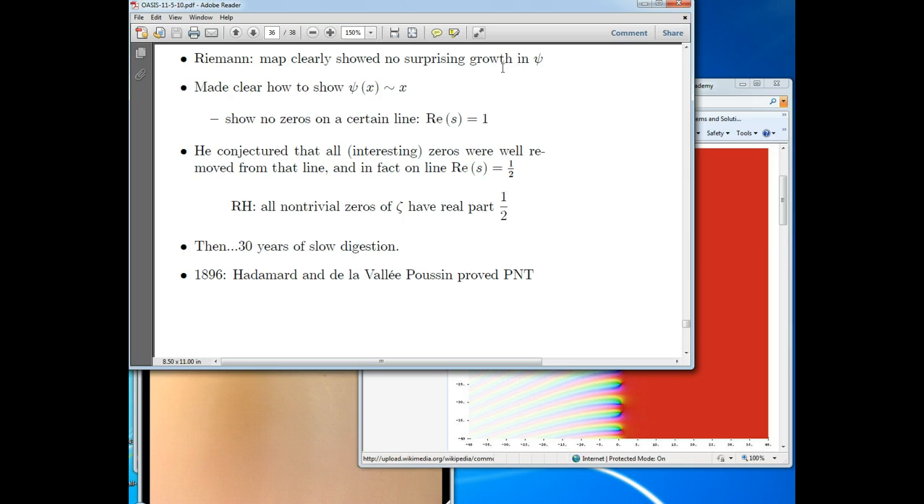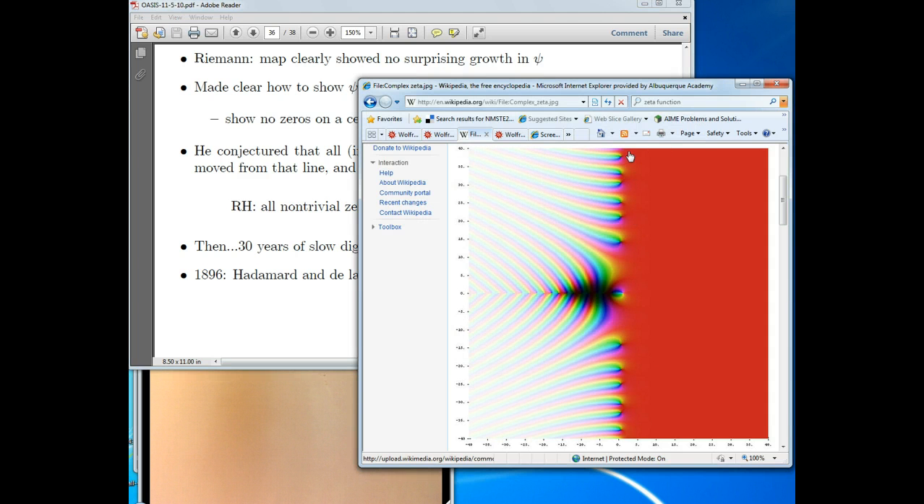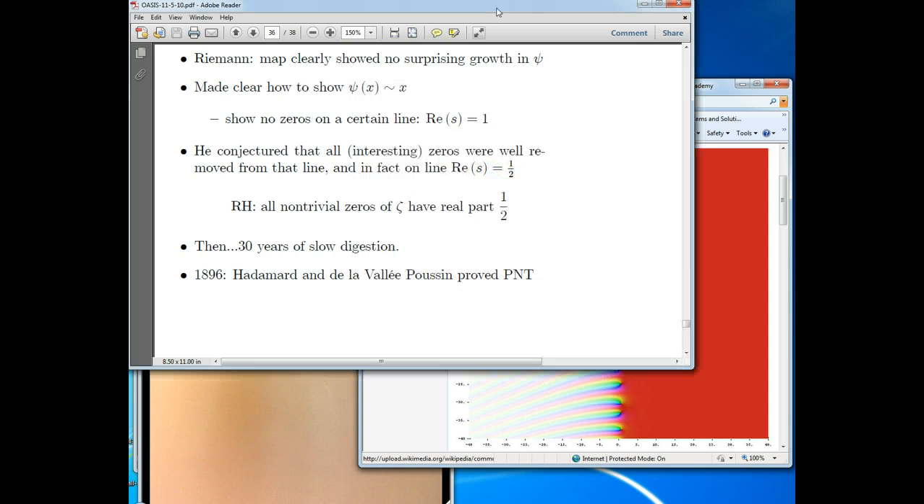So Riemann said this map in the complex plane, this picture that we're looking at here, clearly shows no surprising growth in psi. He made clear how to show that the psi counting function is approximately just equal to x, very simple straight line behavior. He said, if you can show that these dots don't get a little further over to a dangerous place like right around here, then you're done.